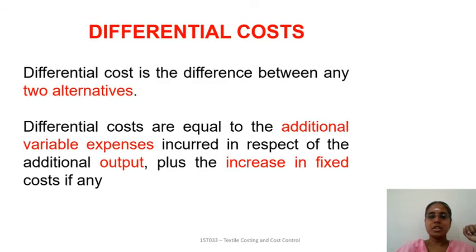Then differential cost. Differential cost is the difference in cost between two alternatives. You are going to produce product A and you are going to produce product B. What is the variation between producing A and producing B? Those costs are called differential costs. What is the additional output? What is the extra fixed cost for A or B? Those things you have to differentiate. That is termed as differential cost. This is also useful in decision making.